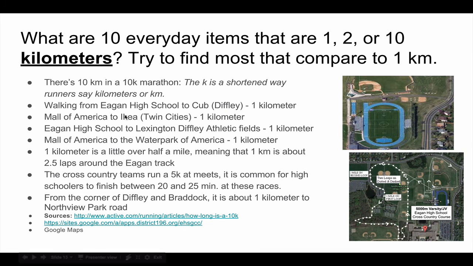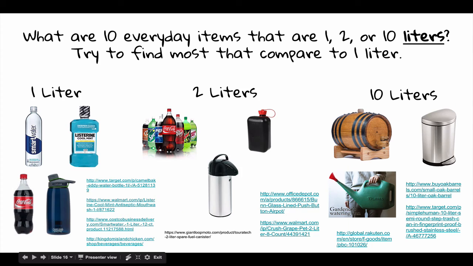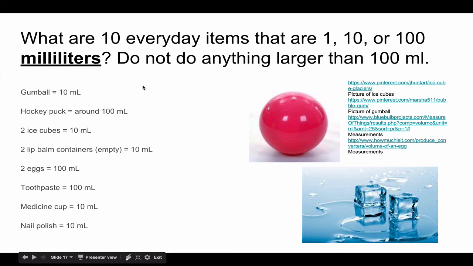Kilometers, the comparison of a 5K or a 10K race is really good. The comparison of walking from Egan High School to Cub being a kilometer, I think we all can see that pretty well. So those are pretty good comparisons for a kilometer. And then liters, I think liters are pretty easy for us. We know about a 2 liter bottle and some other liter things. So those are definitely things that we can use to compare liters. Milliliters, again, is a very tiny amount of measurement, but a hockey puck, a gumball being 10, a couple ice cubes being 10, those are all good examples there.